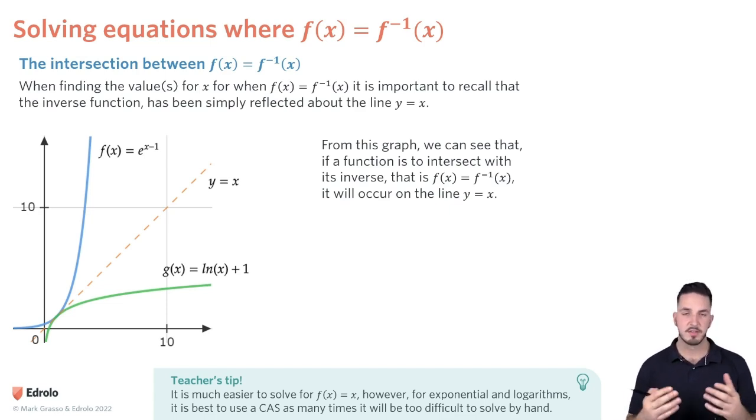What I mean by two different types of functions is that they're two functions that it's really hard to solve together. So again, you can use the notion that if a function and its inverse do intersect, it will occur on the line y equals x.